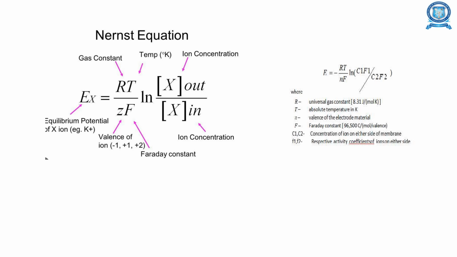equation is the Nernst equation. Here Ex, the equilibrium potential, is equal to RT by ZF times the logarithm of X out by X in, where R is the gas constant, T is the temperature, Z is the valence of the electrode material, F is the Faraday constant, and X out and X in are the ion concentrations. So this is the Nernst equation.